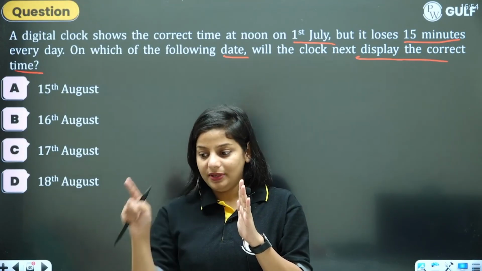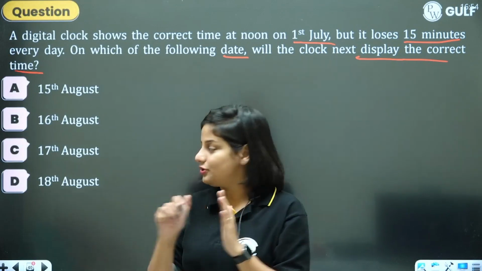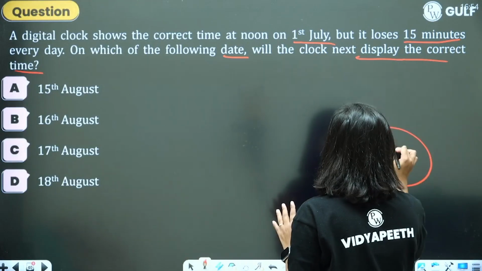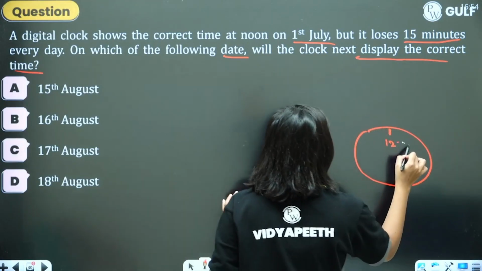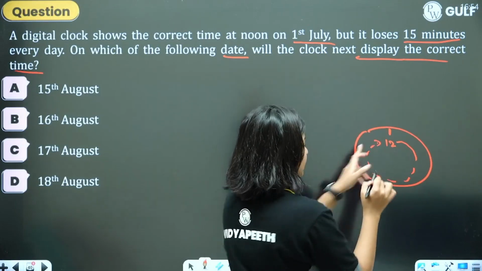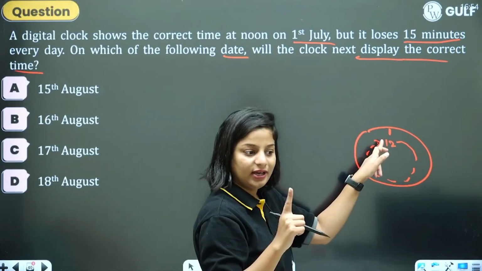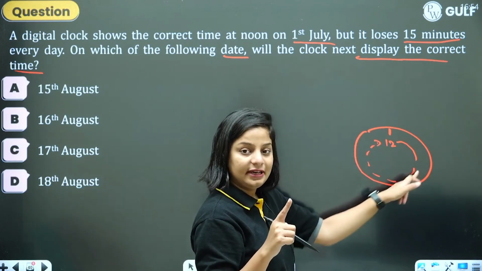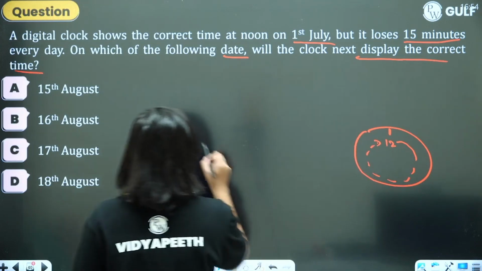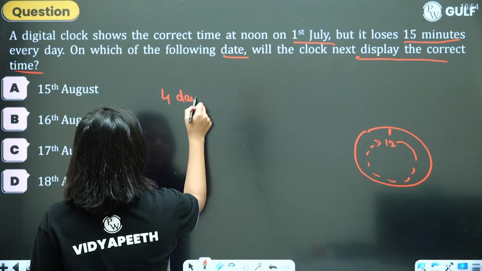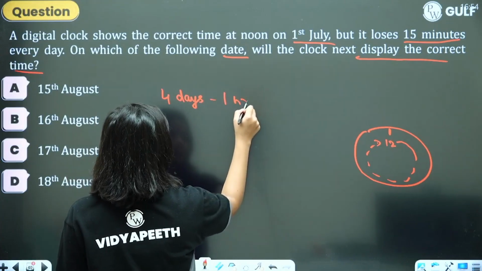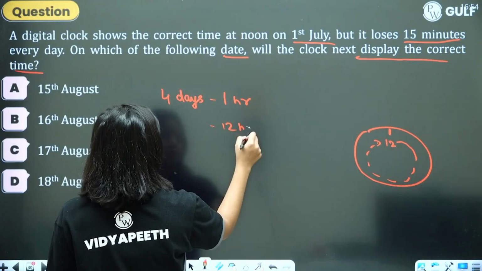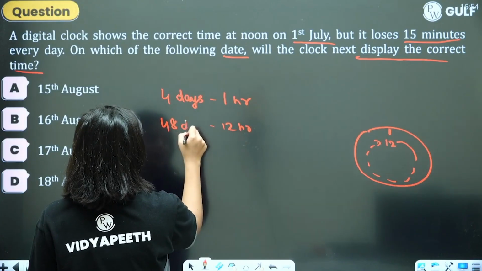We want to complete 12 hours, because in order to come back at the same place, after 12 hours it will show the correct time. So how much time will it take to cover 12 hours? It takes 4 days to cover 1 hour. So for 12 hours, it will take 12 fours are 48 days.